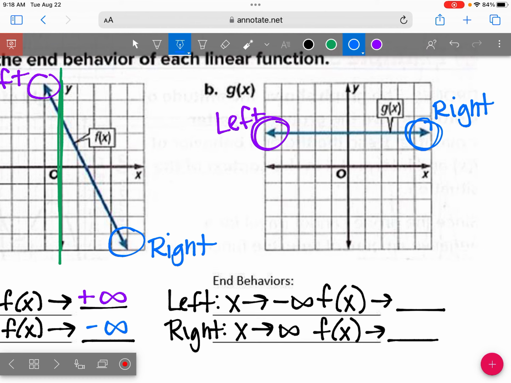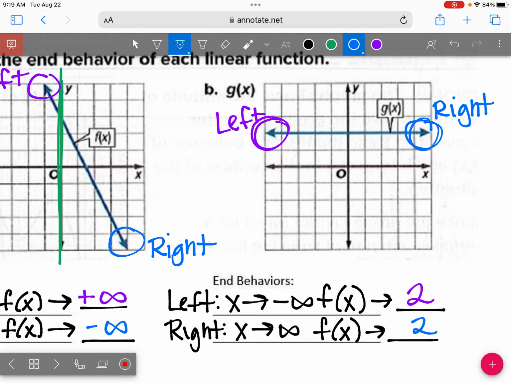Yes, Daniel? It's going straight. So this time, because it's a horizontal line, the graph isn't going up or down. It's going straight. And what does y equal right here? What is this y value? 2. So on the left side, it's approaching 2, and on the right side, it's approaching 2.